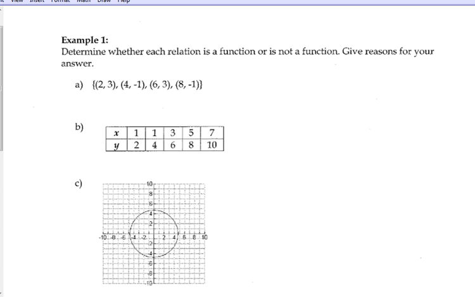Number 1, function or not a function? All we've got to do is look at the x's. Is there a repeat in the x? Nope, so it is a function. Each x has only one y.